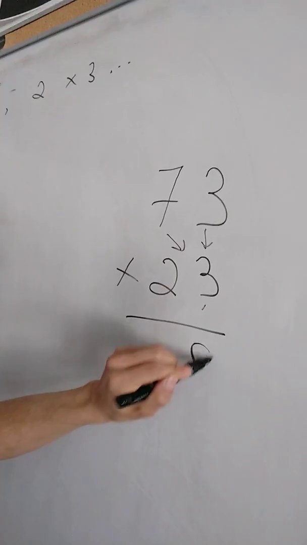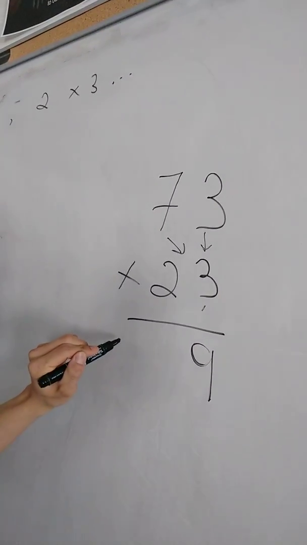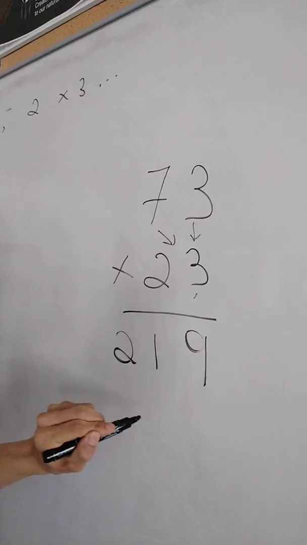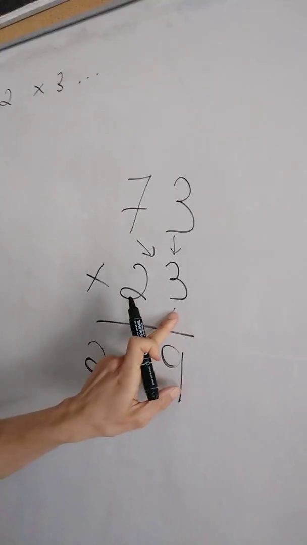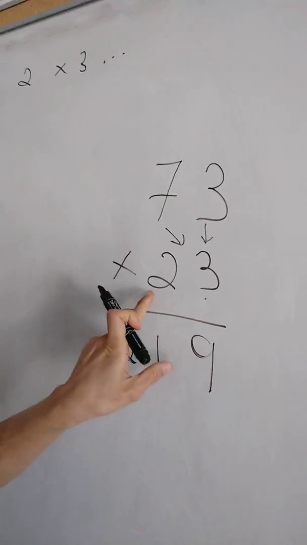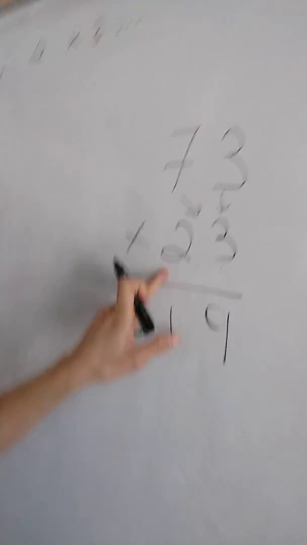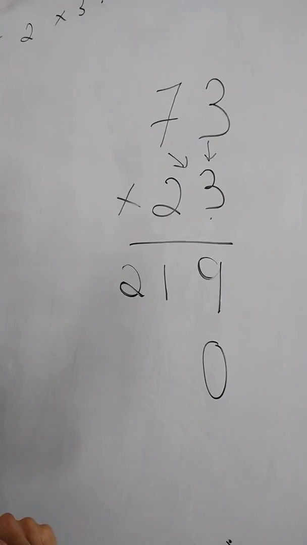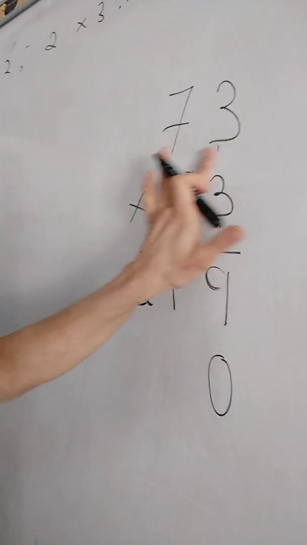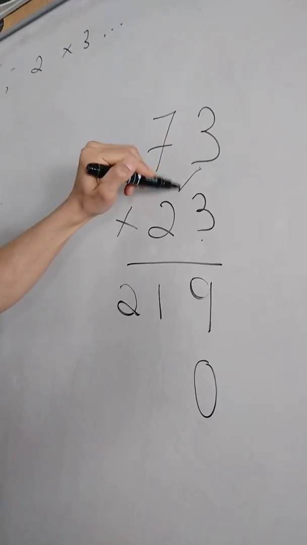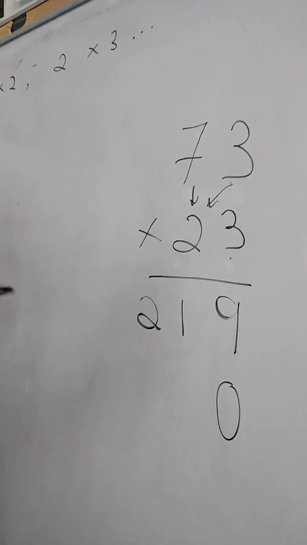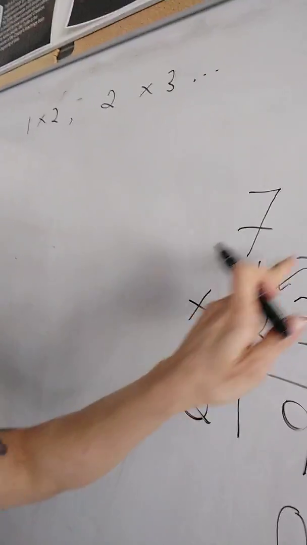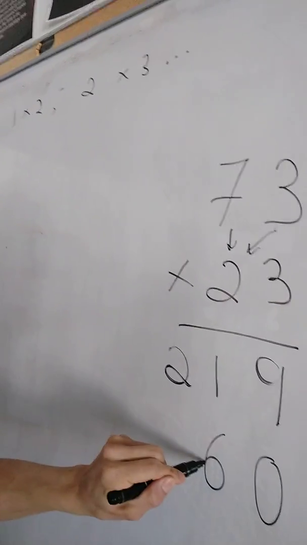3 times 3 would be 9. 7 times 3 would be 21. Okay, so we have tackled this number, right? But we need to deal with this number too. So once again, as per my example previously, you put a 0 over here. And then, okay, let's see. We will start tackling this number right now. After we dealt with this good friend, we are going to the next friend over here. So 3 times 2, you will get 9.